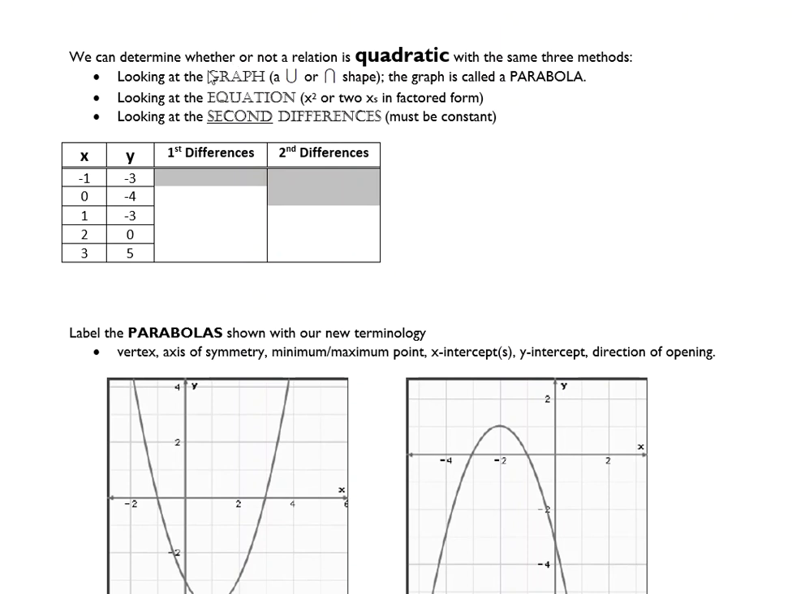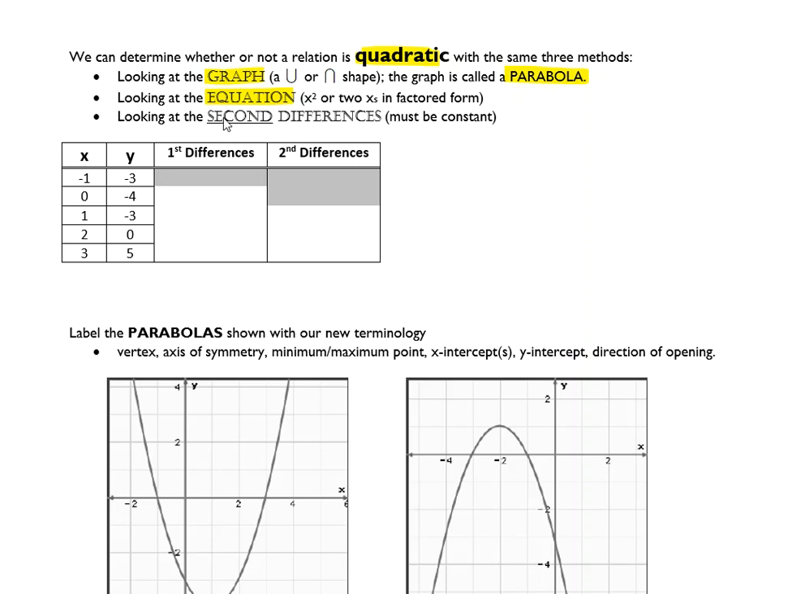So we can look at the graph, and we already know this. It's going to have a kind of a U shape, and we call that a parabola. We can look at the graph to determine if it's quadratic. We can look at the equation, and here we're looking for x squared, or there would be 2 x's if it was in factored form. And we can also use a table of values like we're going to here.